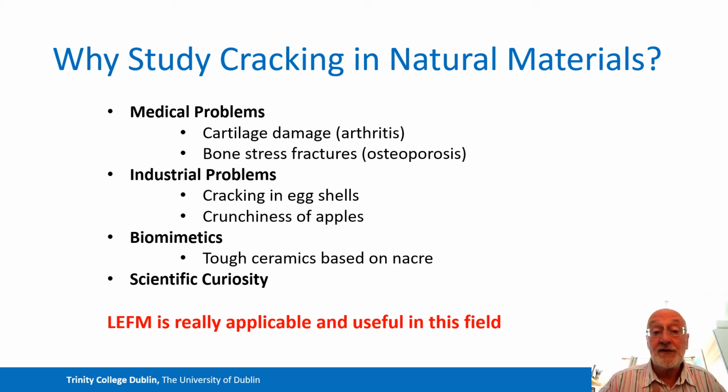Well, obviously from the point of view of the human body, there are serious medical problems like arthritis and osteoporosis, which are essentially cracking problems. In industry, the cracking of eggshells is a source of considerable economic loss. People like apples to be crunchy, and that is also essentially a fracture problem. In the field of biomimetics, which has become very active these days, we can learn and design better engineering structures, and a very good example is the development of tough ceramics based on the nacre structure, which I'm not going to talk about here, but I certainly encourage you to look it up if you're interested. There's a lot of very good work done on that.